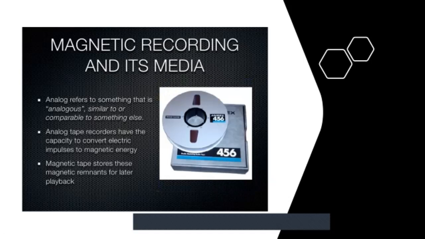You may be thinking, what do people mean by analog? Well, analog essentially refers to something that is analogous to something else. You hear about analogies and so on. That's where the term was initiated for this kind of technology. So it's comparable to something else. In other words, this analog recorder is comparable to the real live version of it. Analog tape recorders have the capacity to convert electric impulses to magnetic energy, and so magnetic tape stores these magnetic remnants for later playback.